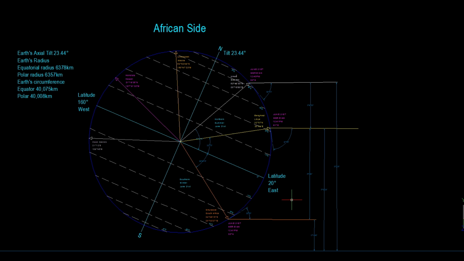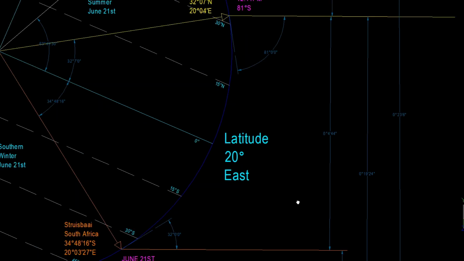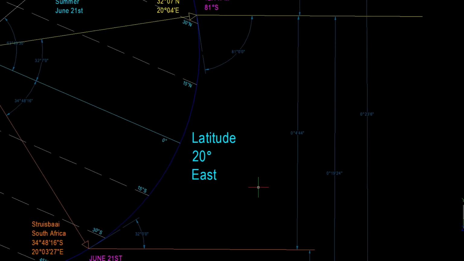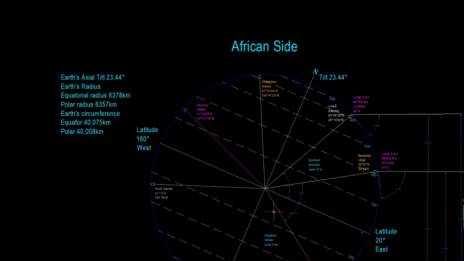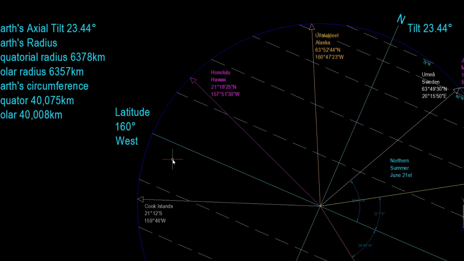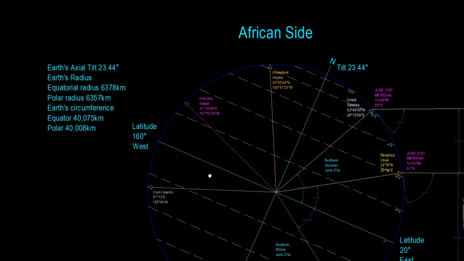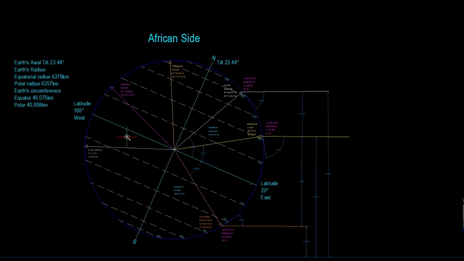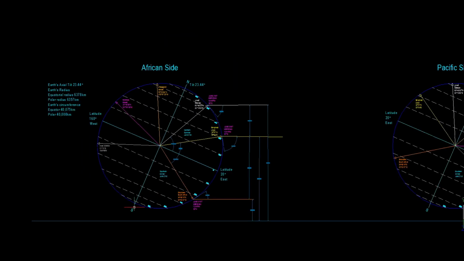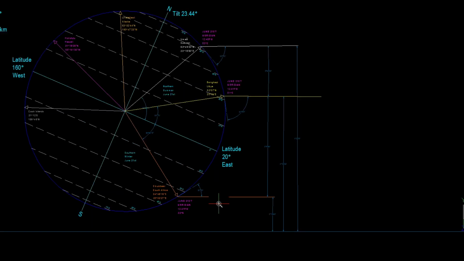This particular image right here is everything that is facing the African side on the right hand side. And one thing you'll notice here, it says the longitude is 20 degrees east, and I also picked 160 degrees west. So this is like splitting the apple straight down the center. So what do we got here?